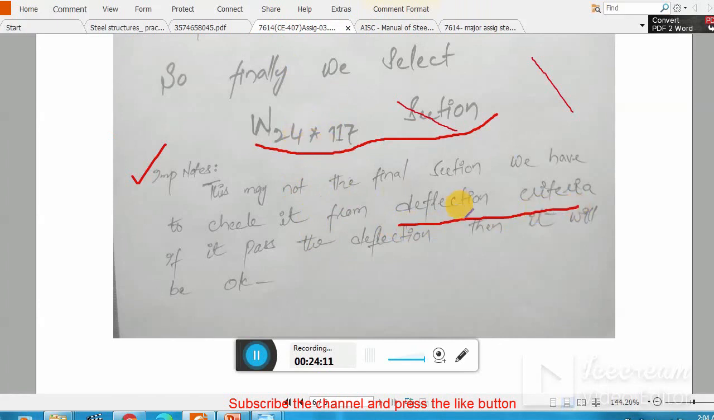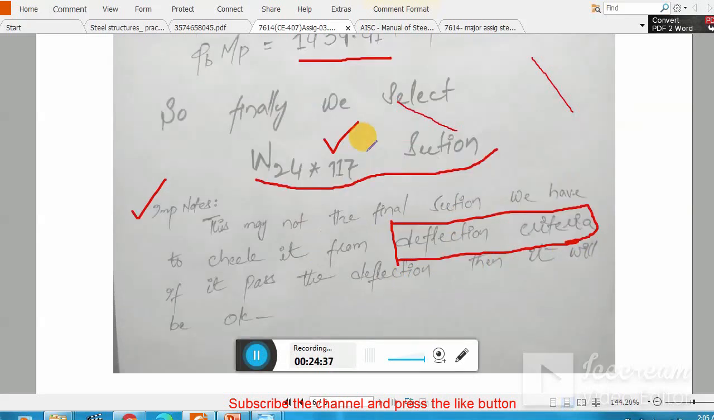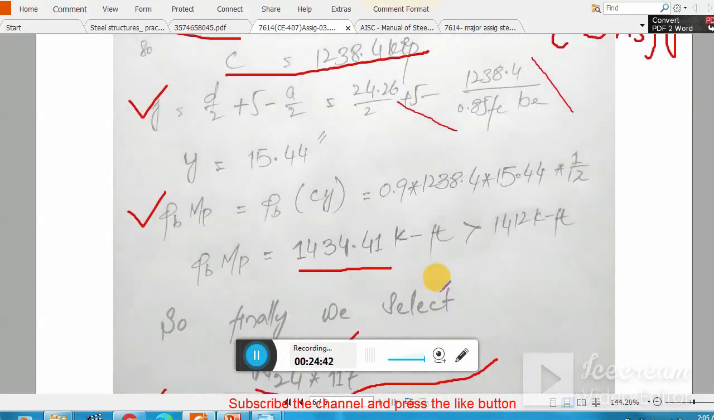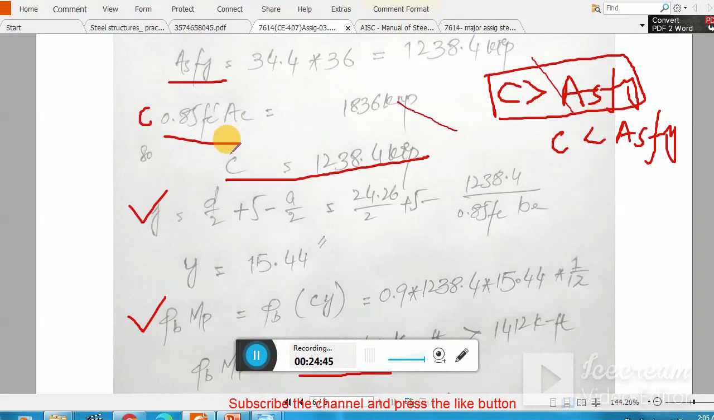Because if we check this section for deflection, I am not sure, but I think this section will fail in deflection. I am not sure because I didn't check this section. If you check it, I think it will fail. If it fails, you have to revise your section. So the best way of choosing a section is to choose the section on the basis of deflection criteria and then go for your flexure strength. If the section passes the deflection criteria, it automatically passes the flexure criteria as well. Almost all the time it passes the flexure criteria.